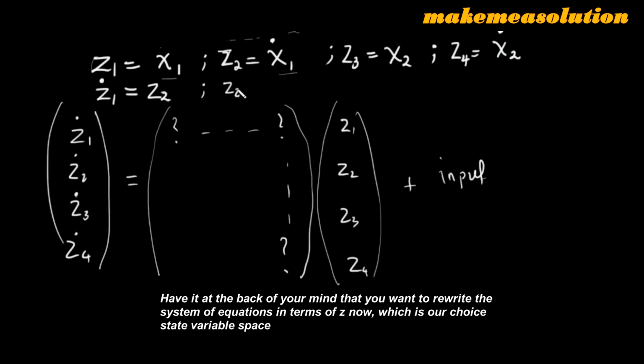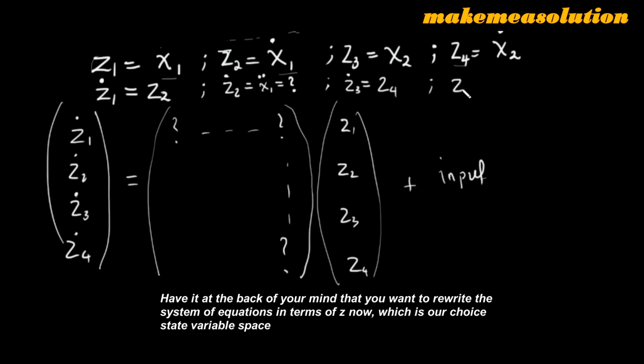So z2 dot is going to give me x1 double dot, and I don't know what x1 double dot is yet, but I'll find it out later. Now similarly, z3 dot is going to give me the derivative of x2 dot, which is z4. Look at it here. If you differentiate z3, you will have the derivative of what? Very good, x2 dot, which is going to give you z4. That's another way of saying the velocity of the second mass.